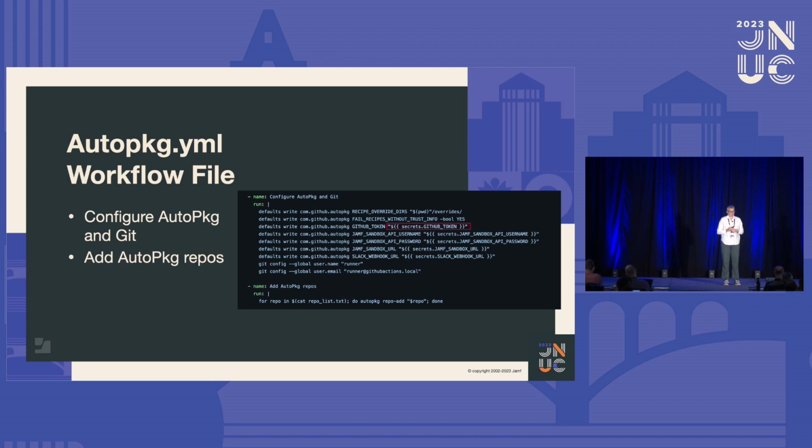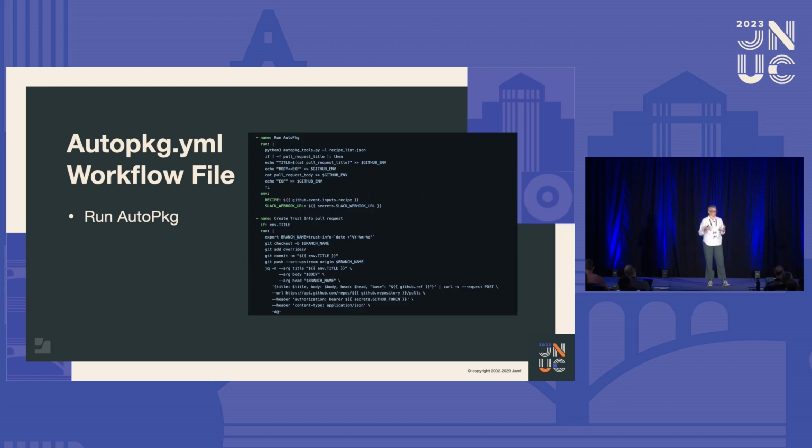And then we add our AutoPkg repos. So it's just a simple for loop that iterates over the repo list text file. And so that's what clones all of your parent repositories that are needed for the runner to process all of your override files.